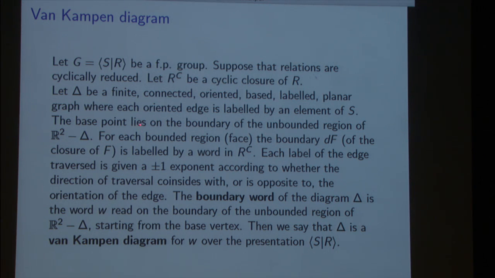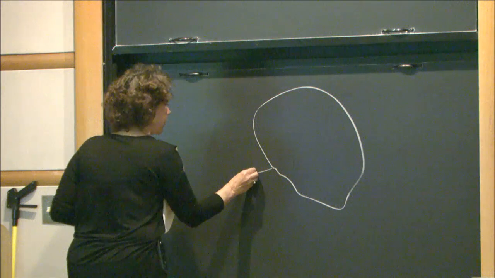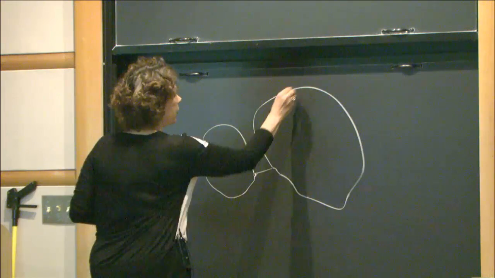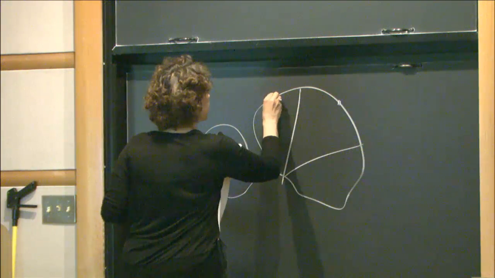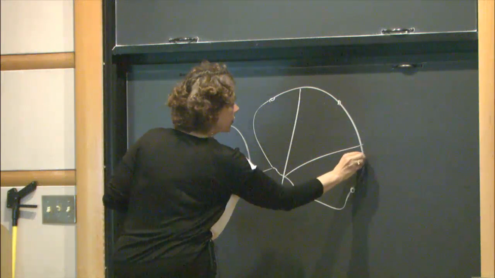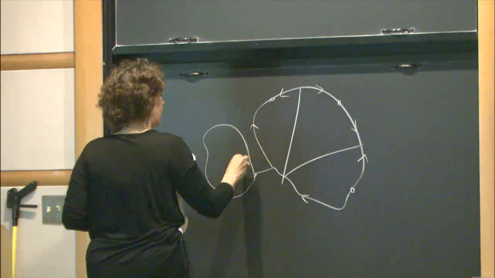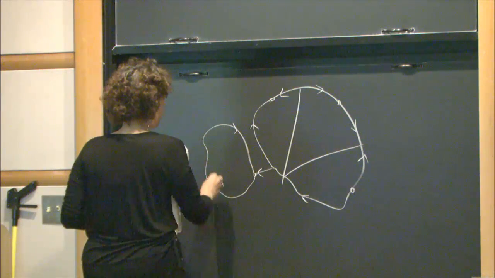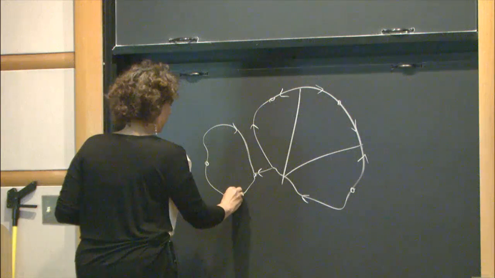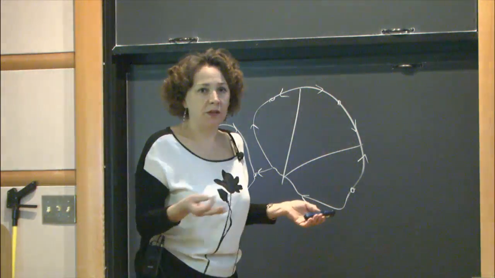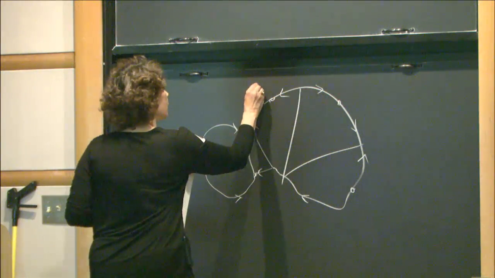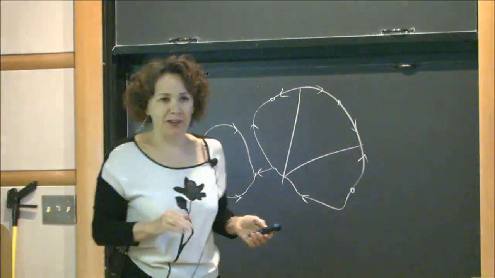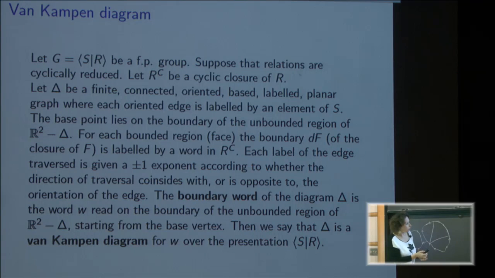Now, the base point should be on the boundary of the unbounded region of R^2 minus Delta. So we have something like this, or maybe like this, right? Directed. And labeled. So we have to label it by elements of S. Okay, before I label it, what is on the labels?